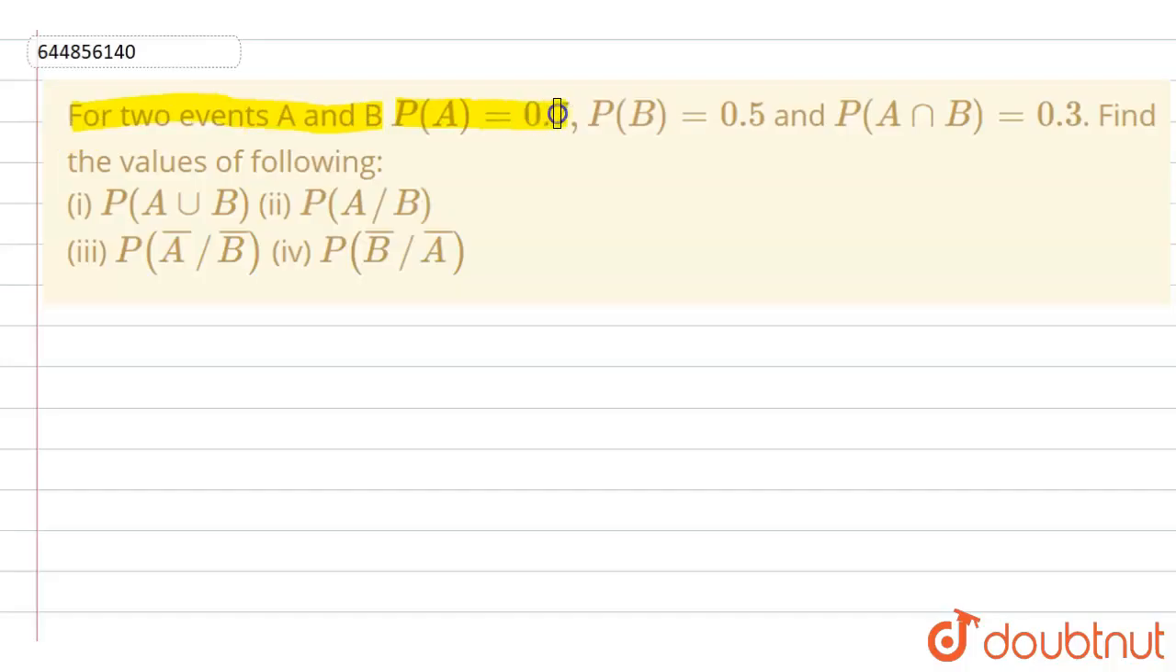The question is: for two events A and B, probability of A is 0.7, probability of B is 0.5, and probability of A intersection B is 0.3. We have to find values of the following.